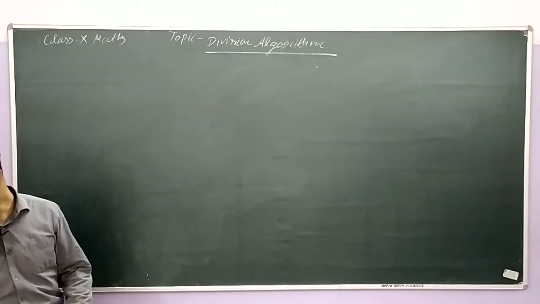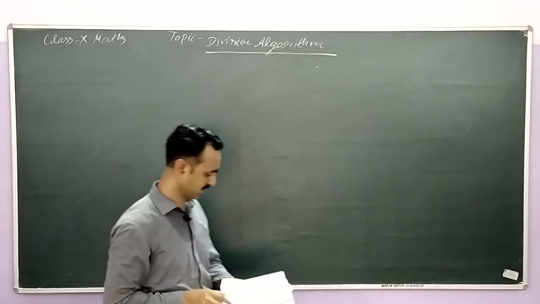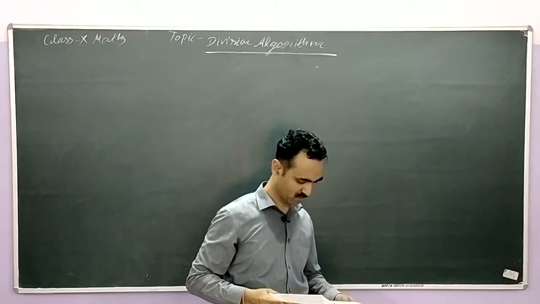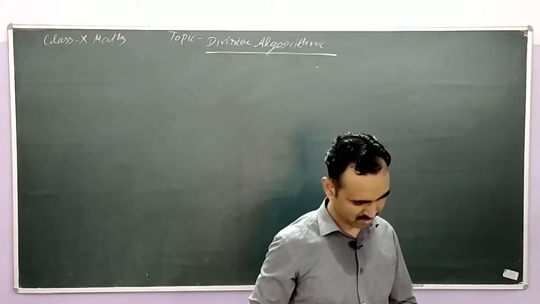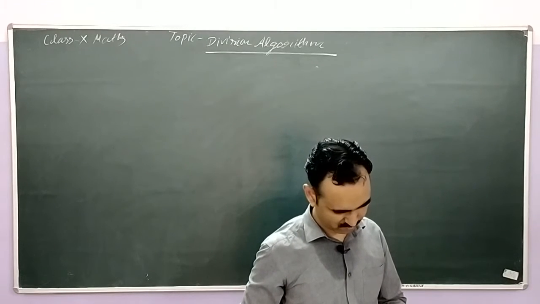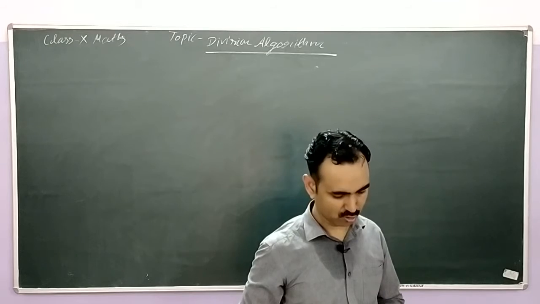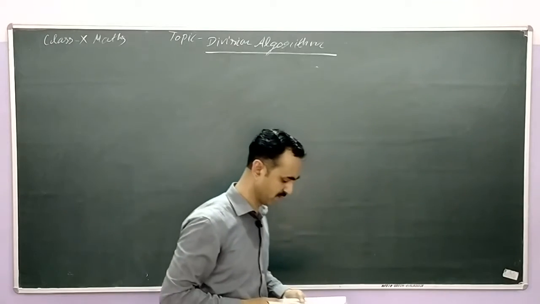So let's see, we'll take the exercise question here. Example number 6 we have done. Now example number 8: divide the given polynomial by this and verify the division algorithm. The same questions we can verify.